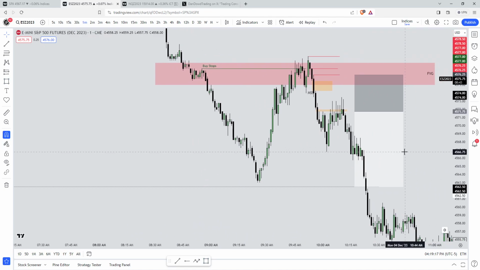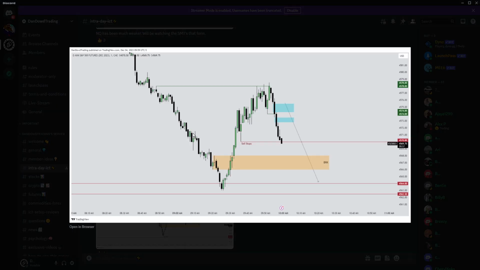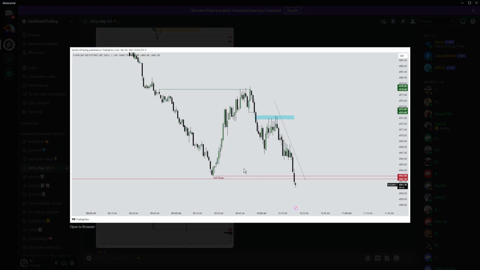So I'm going to show you guys how we looked at this in the Discord beforehand. This was the setup from yesterday morning. I posted this in my Discord beforehand. I said looking for price to come back down to the bullish breaker, then reach for the sell side. So I'll post a little text and then a chart of where I believe price is headed, and I'll share that with Discord members beforehand. So we had the fair value gaps right here. Price retraced into them and then went straight down for the sell side. So that was a nice sell setup yesterday in the AM session.